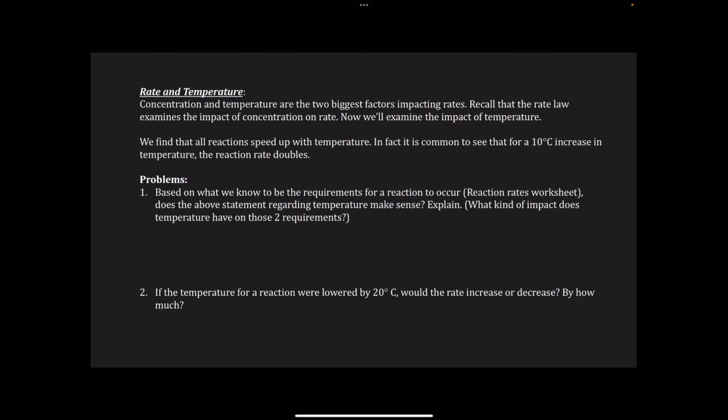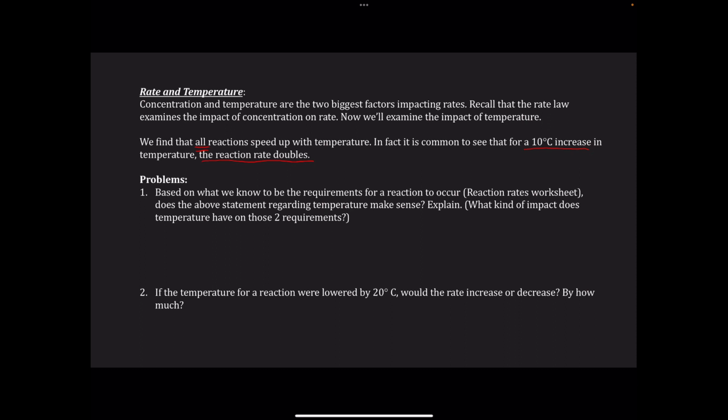So concentration and temperature are the two biggest factors impacting rate. Recall that rate law examines the impact of concentration on rate. In terms of temperature, we find that all reactions speed up with temperature. In fact, it's common to see that for a 10-degree increase in temperature, we're going to find that our reaction rate doubles. So if we go back and think about what we know to be the requirements for a reaction to occur, we're asked, does that statement make sense? Does it make sense that all reactions should speed up when we increase the temperature?